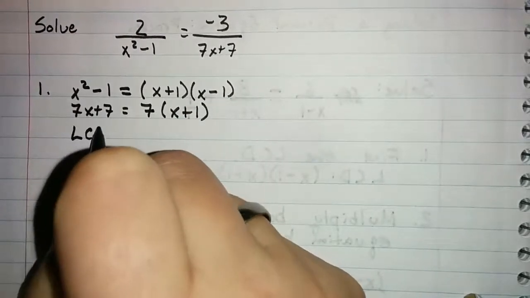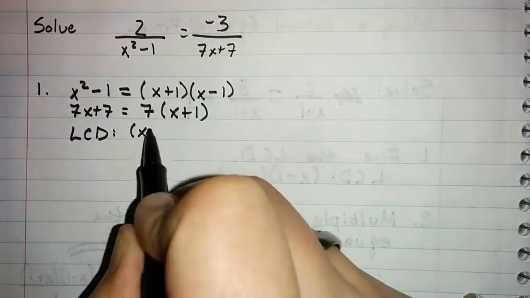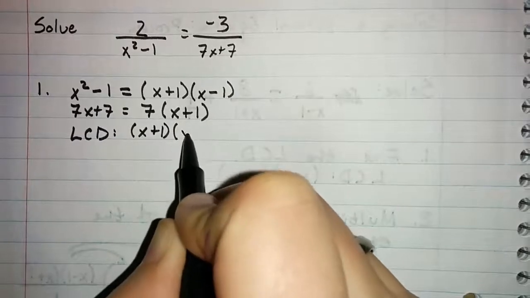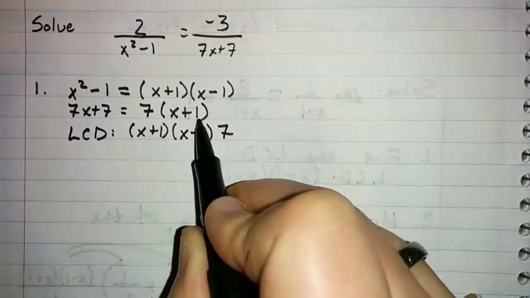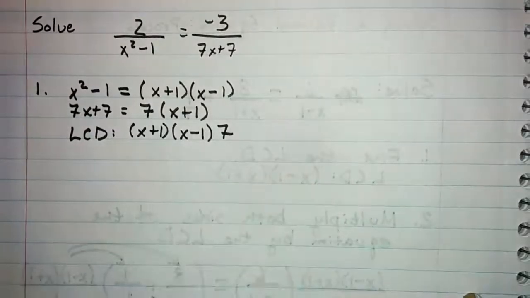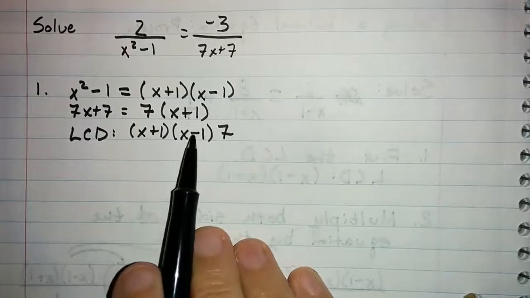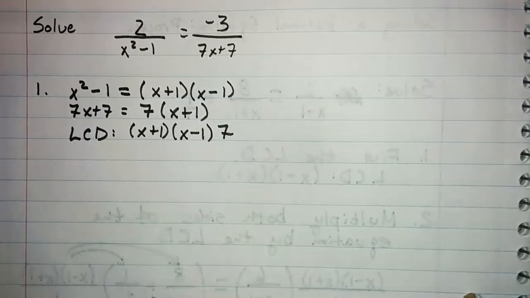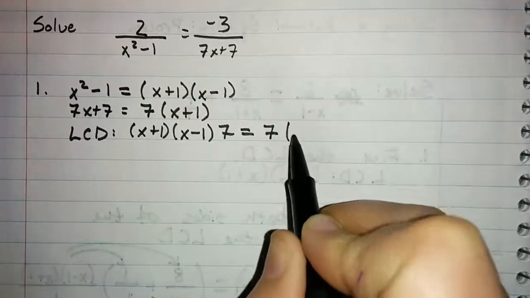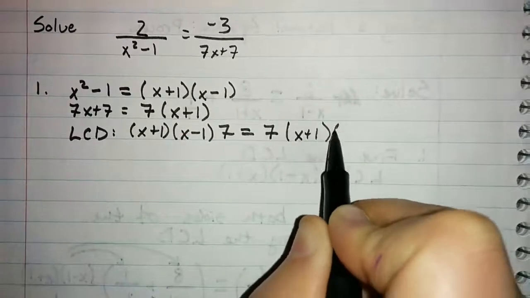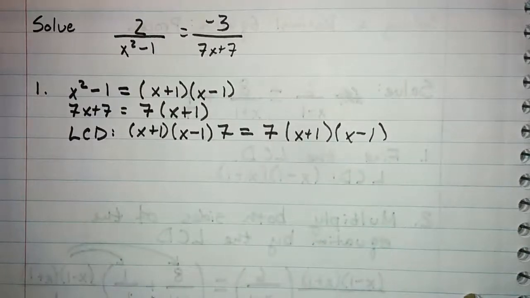So my LCD will be, I need an x plus 1 and an x minus 1. I also need a 7 and an x plus 1, but I already have that. My least common denominator will be x plus 1 times x minus 1 times 7, which I think looks prettier if I write it as 7 times x plus 1 times x minus 1. Coefficients in front looks nicer.